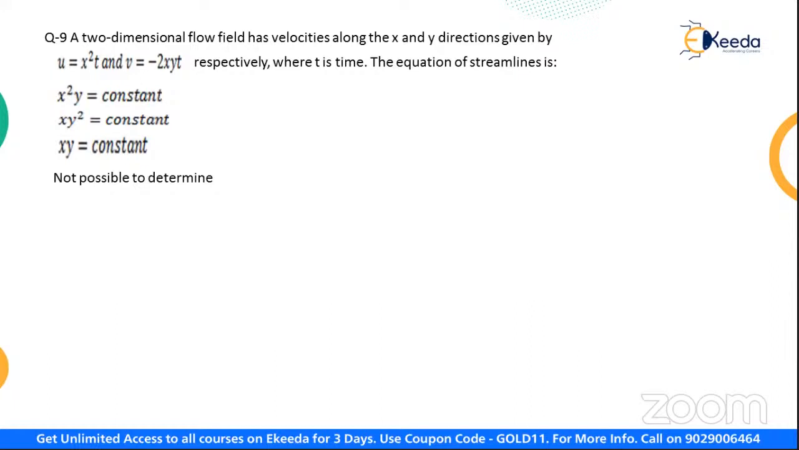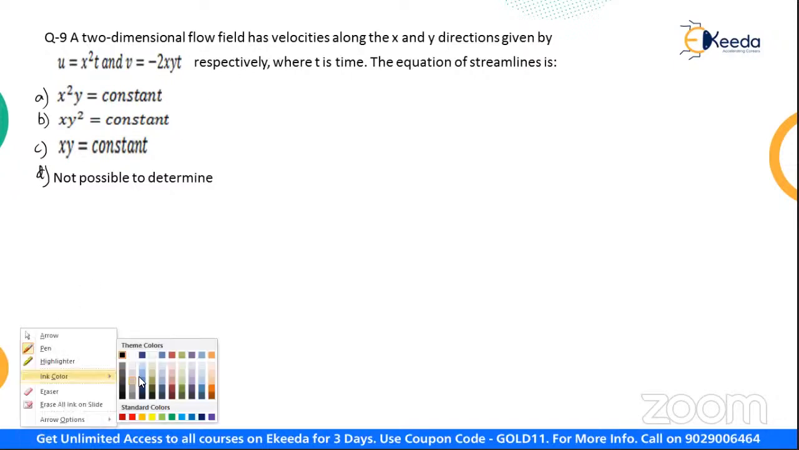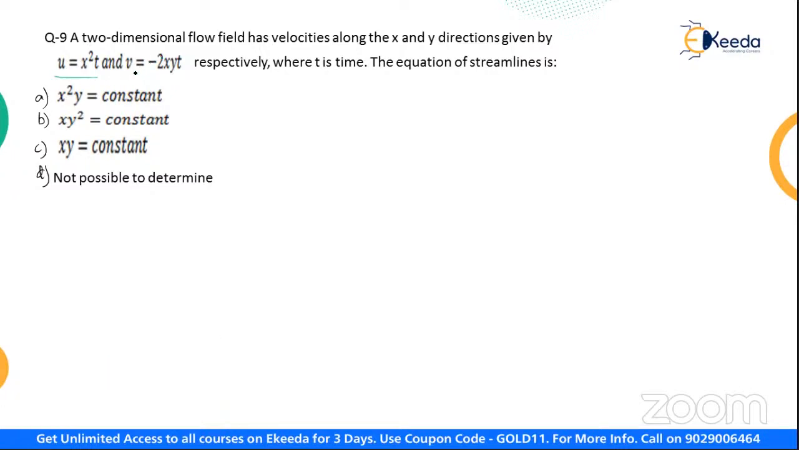Moving on to the next question, that is question number 9. It says that a two-dimensional flow has velocities along the x and y directions given by u is equal to x square t and v is equal to minus 2xyt. So the value of u is given as x square t and the value of v is given as minus 2xyt, where t is the time. The equation of streamlines.